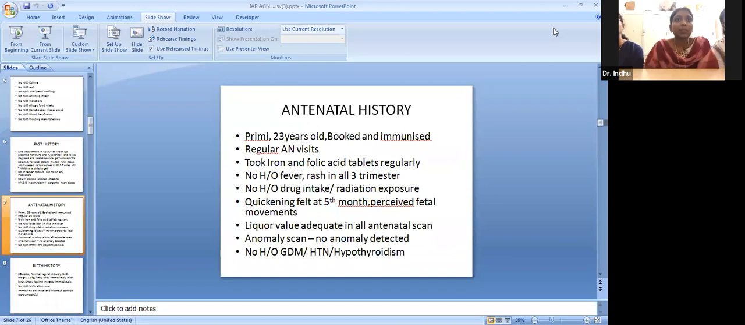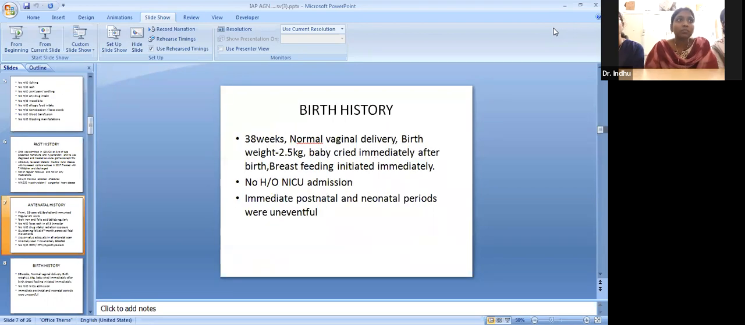Antenatal history. Primi, 23-year-old, booked and immunized, regular antenatal visits, took iron and folic acid tablets regularly, no history of any fever or rash in all 3 trimesters, no history of any drug intake or radiation exposure, quickening felt at 5th month, persistent fetal movements, liquor volume was adequate in all antenatal scans, anomaly scan, no anomaly was detected, no history of GDM, hypertension or hypothyroidism in mother.